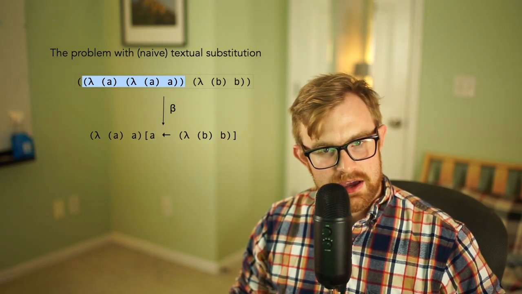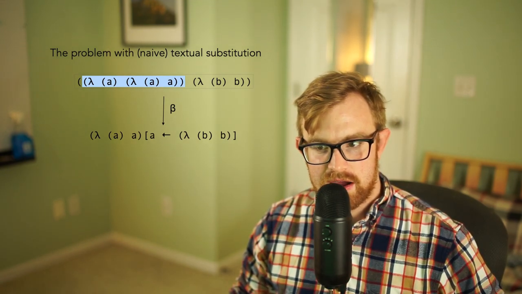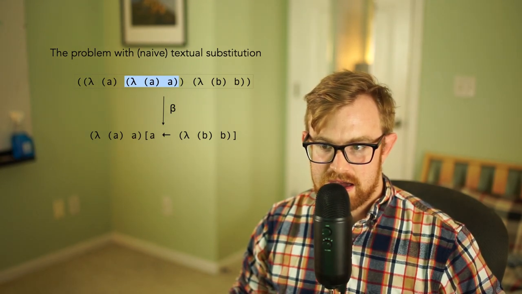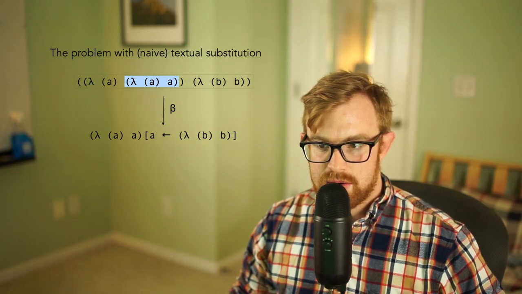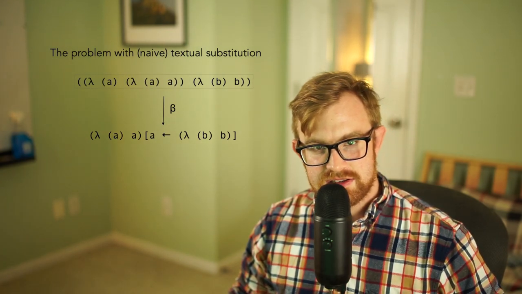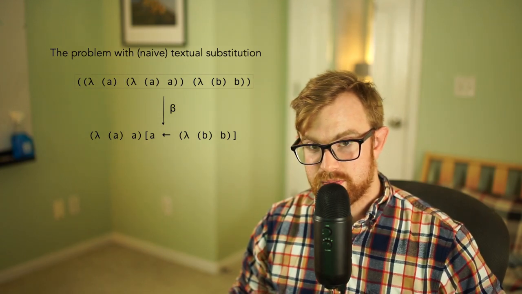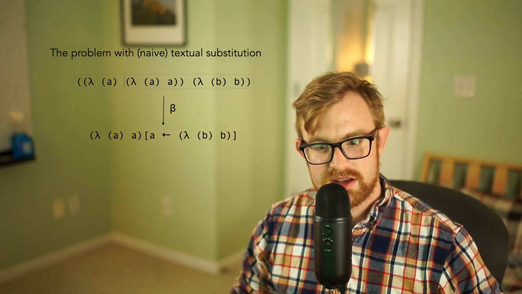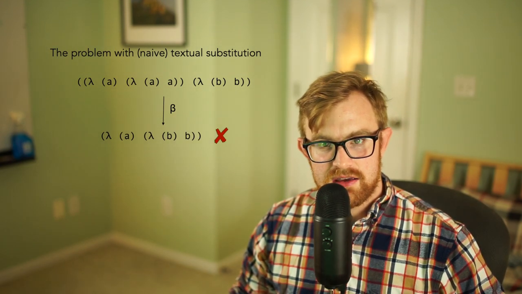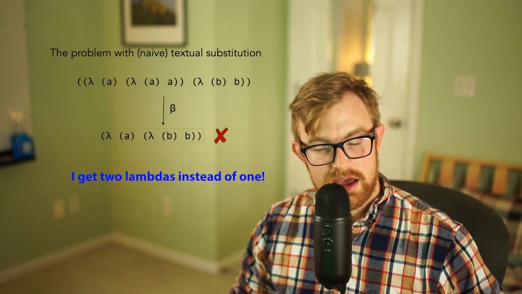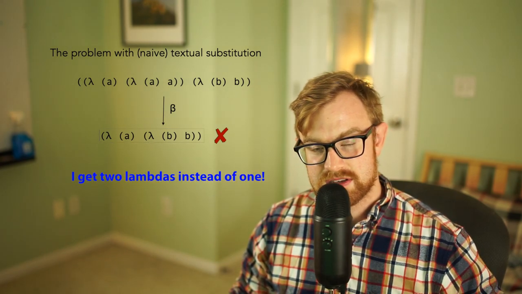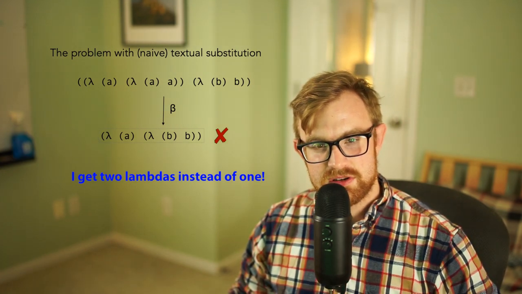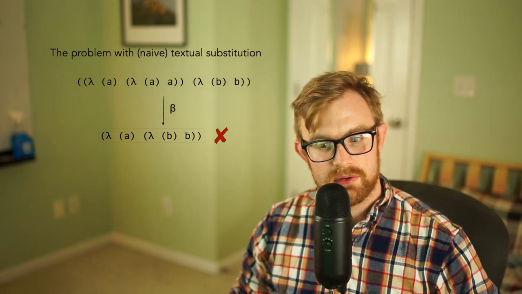However, using naive textual substitution, I actually wouldn't do that. What I would do is take this body right here, replace instances of a with lambda b b, and I would get this result out where instead of the identity function, which is the result that should pop out of this expression if I'm thoughtful about what should actually happen with respect to static scope, well, instead, I get this function out where I now have two lambdas, which is certainly not the result I want. This is giving me totally the wrong result. So this illustrates why if I just use naive textual substitution, I will get the wrong result in general.